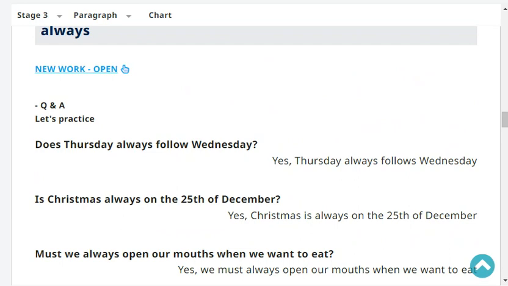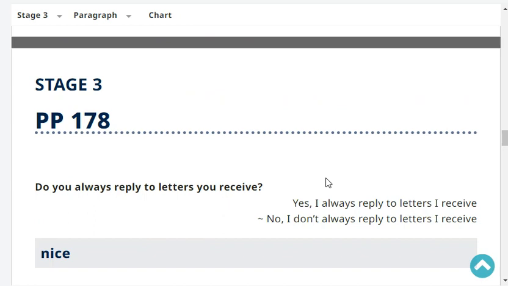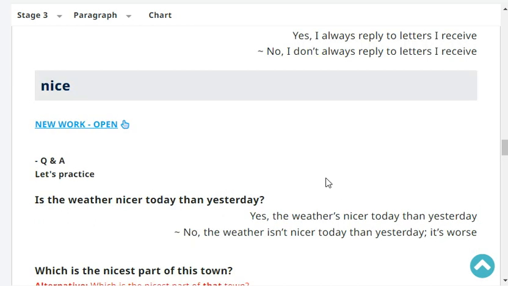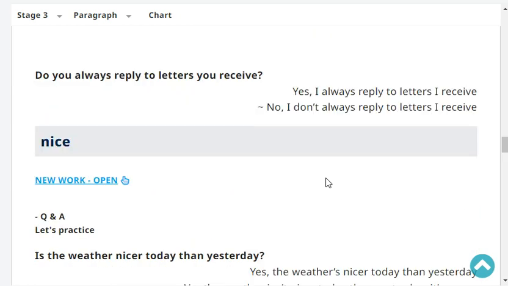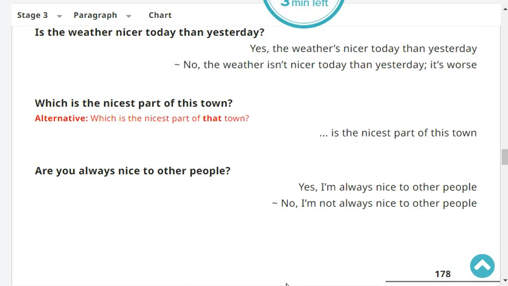Do you always reply to letters you receive? Yes, I always reply to letters I receive. No, I don't always reply to letters I receive. Is the weather nicer today than yesterday? Yes, the weather's nicer today than yesterday. No, the weather isn't nicer today than yesterday. It's worse.